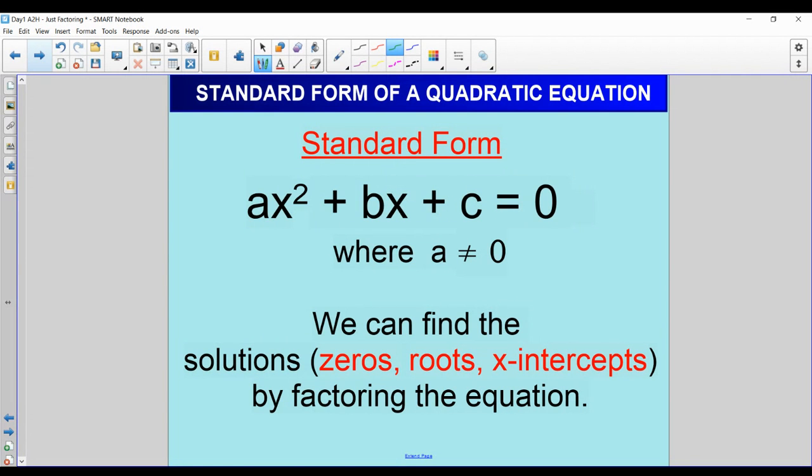When we have it in this form, we can find, and here's several different ways of talking about the same thing, the solutions, which you will also hear referred to as zeros, roots, and x-intercepts, by factoring. So we're going to use standard form. We're going to find those things, the solutions, zeros, roots, and x-intercepts, by using factoring.